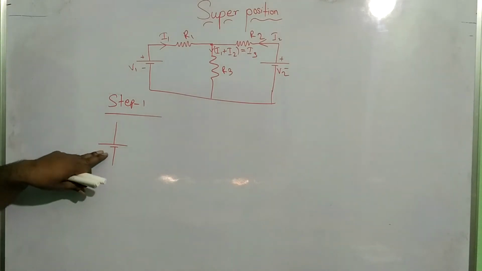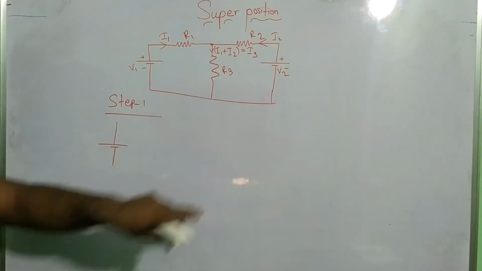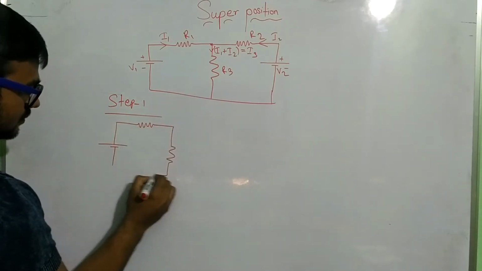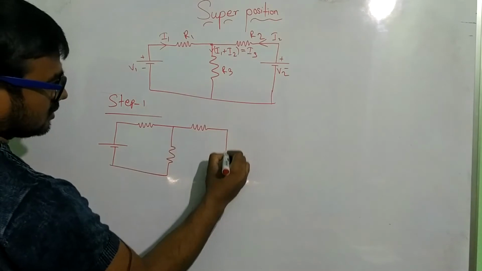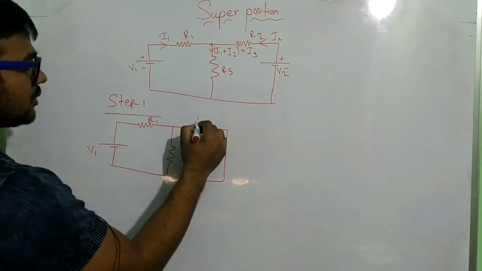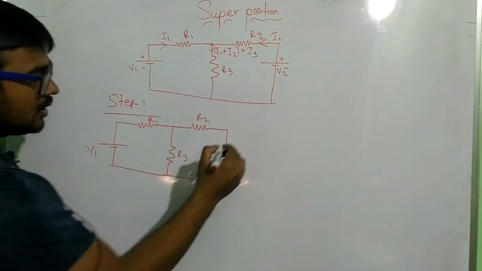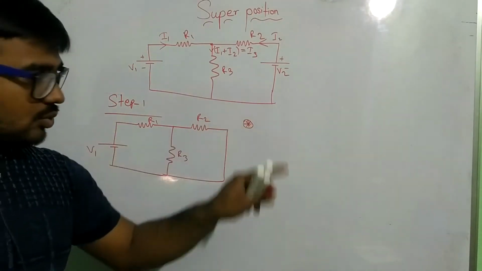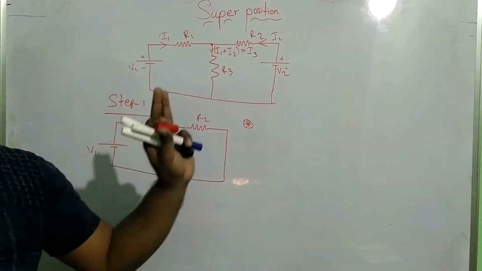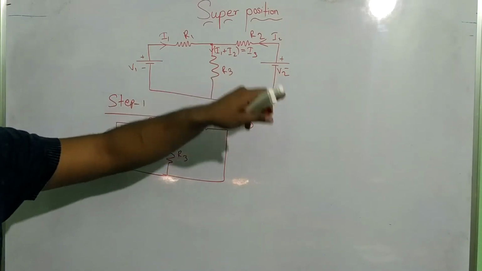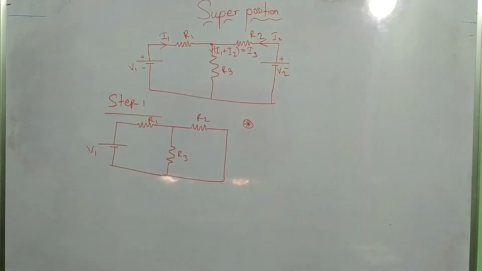When I am taking one source, then the other sources are short circuit or open circuit. These are V1, R1, R2, R3. So note the key point. This is the key point. Write down: when I am taking one source, the other sources are short or open. Anything, voltage source, current source, whatever. So the remaining sources are short or open.